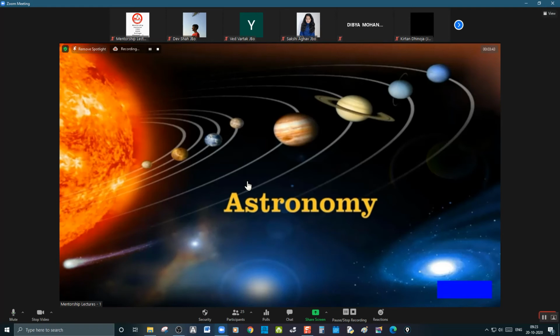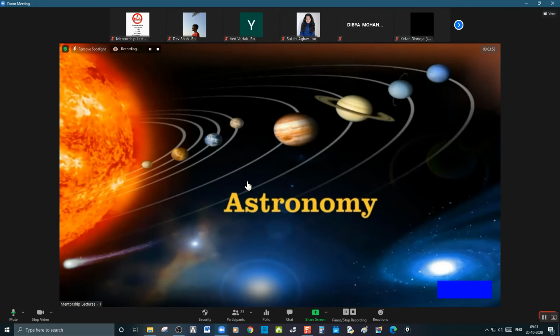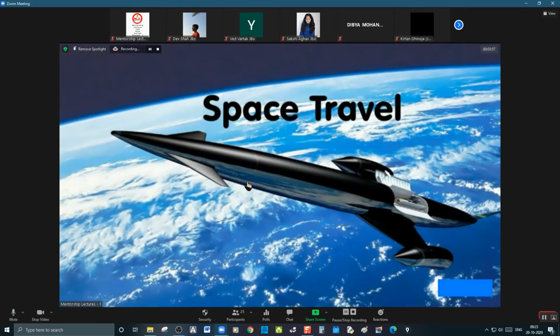This is what I'd like to tell you here. To calculate the position of a star is astronomy only. Similarly, the position of planets, this is astronomy. And in this one, differential calculus is used. Even in space travel also, differential calculus is used. And whatever you are learning in your 11th and 12th, the basics and their applications, there are many more applications of differential calculus.